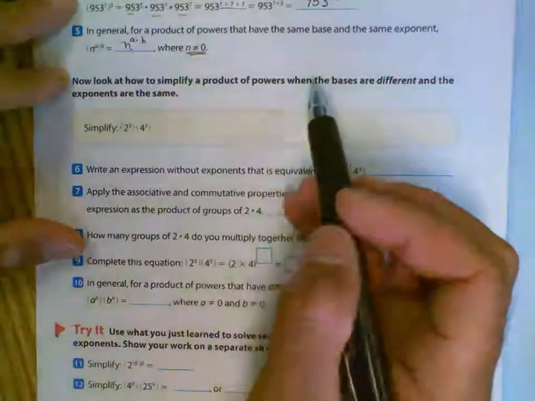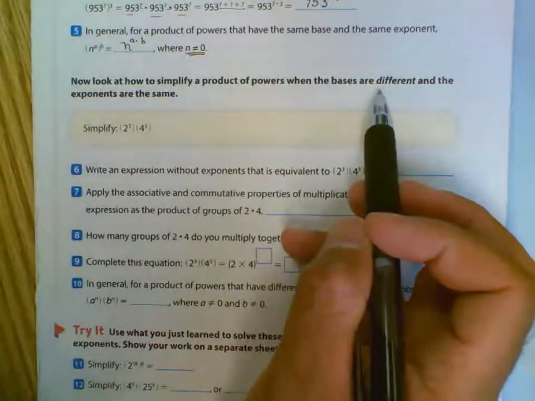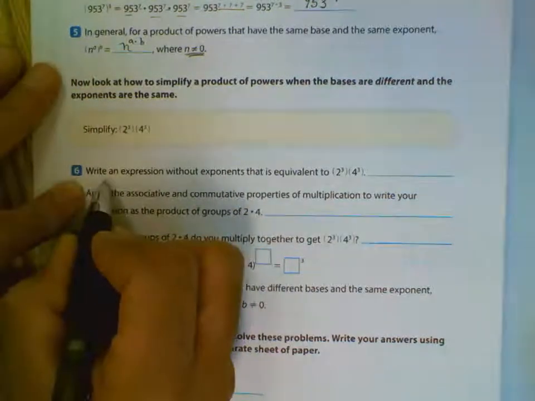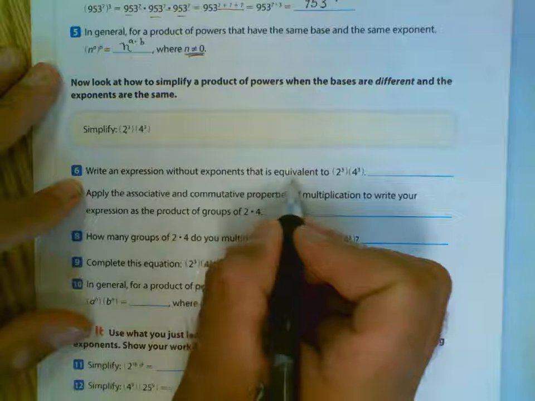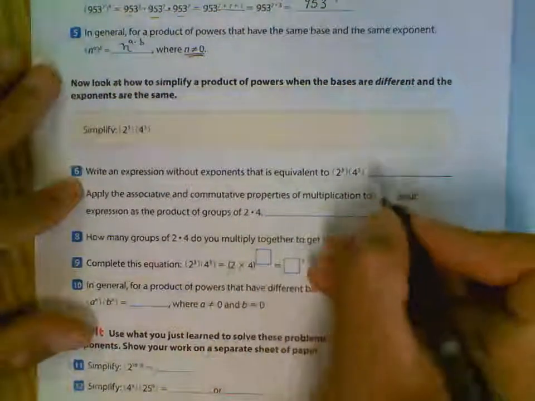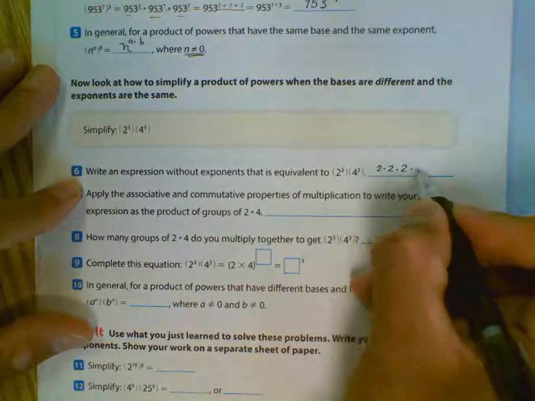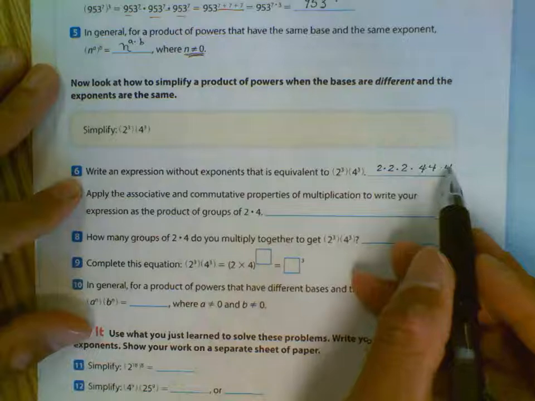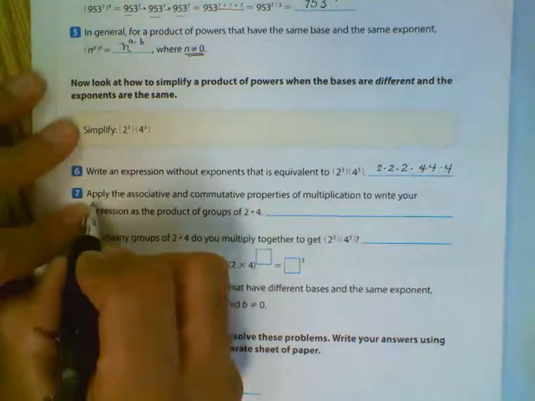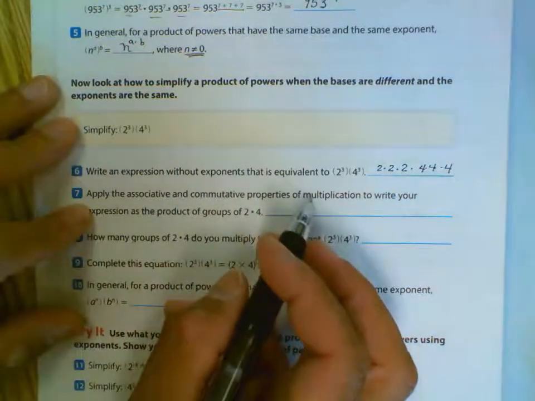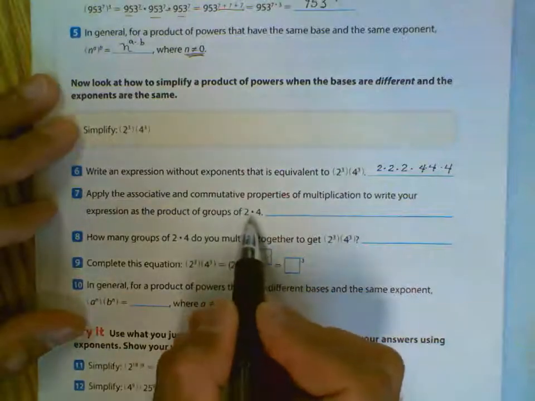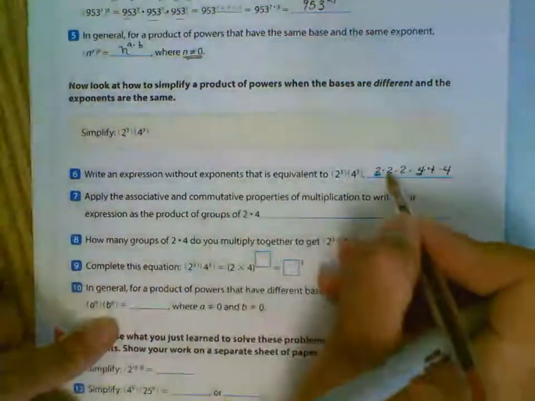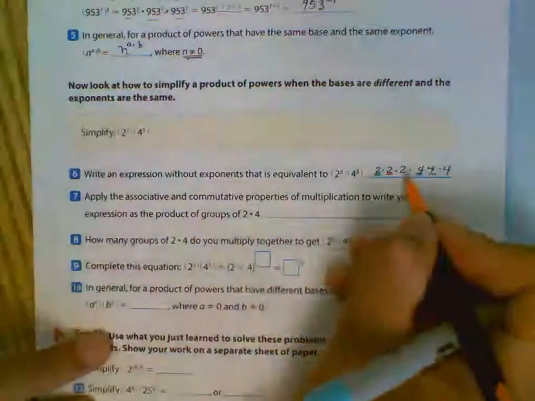Now let's look at the following examples. Let's simplify the product of powers when the bases are different. Now the bases are different and the exponents are the same. In this case, I have 2 to the 3rd power times 4 to the 3rd power. Then number 6 asks to write an expression without exponents that is equivalent to 2 to the 3rd power times 4 to the 3rd power. So I'm going to have 2 times 2 times 2 times 4 times 4 times 4.